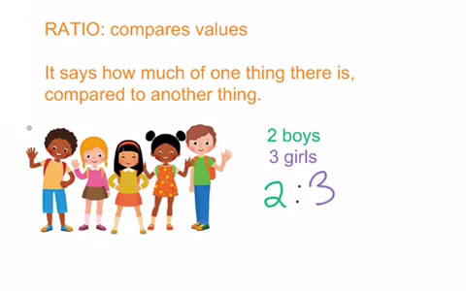So you would write the ratio 2 with the colon 3. 2 boys to every 3 girls. Now, if I asked you what the ratio of girls to boys was, you would write it slightly different, because I'm asking about girls first. So we would say that the ratio of girls to boys is 3 to 2. There's 3 girls for every 2 boys, or there's 2 boys for every 3 girls.